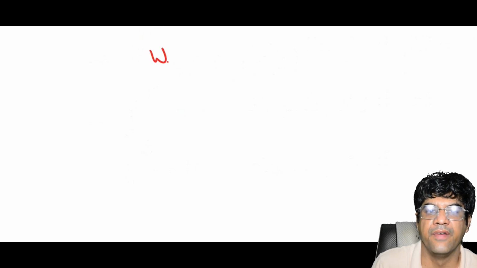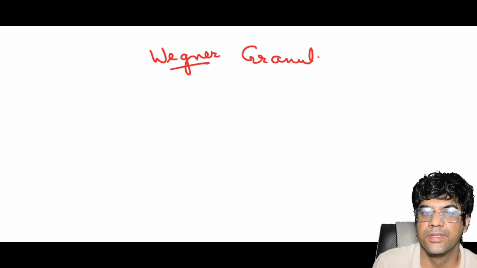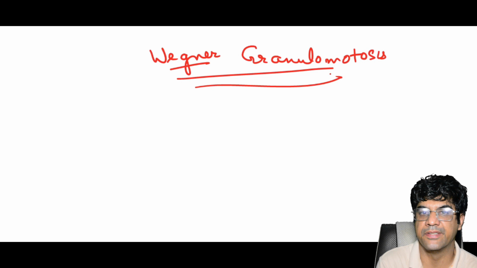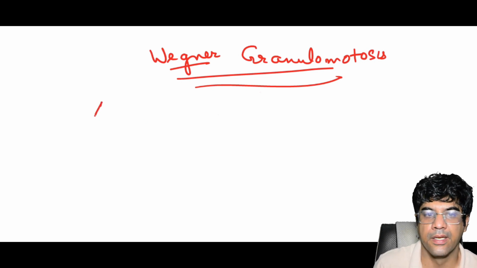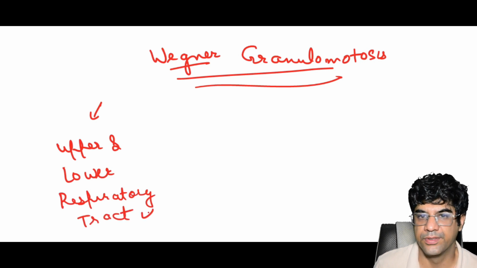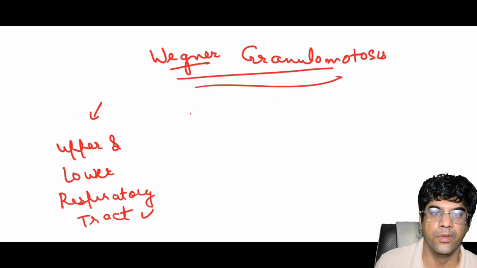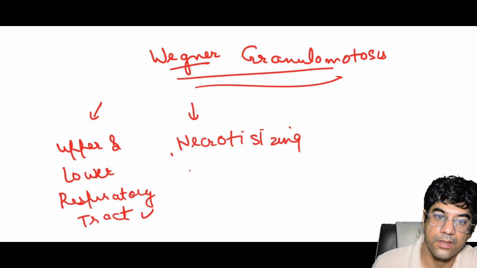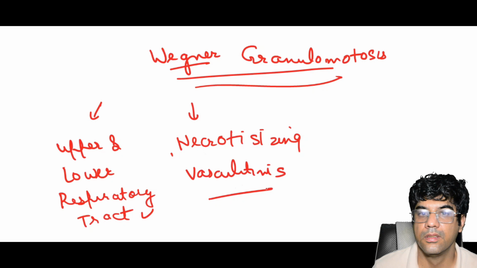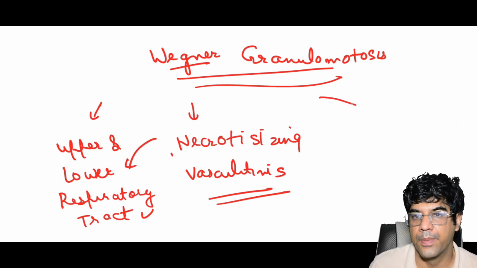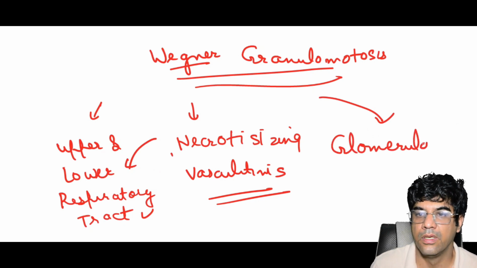The other is Wegener granulomatosis. Wegener granulomatosis is a form of necrotizing vasculitis that is characterized by a triad. There would be upper and lower respiratory tract involvement, that is, the nose, sinuses, and the lungs. Apart from that, there would be focal necrotizing vasculitis that affects the lungs and the upper airway. Apart from that, you would see glomerulonephritis.